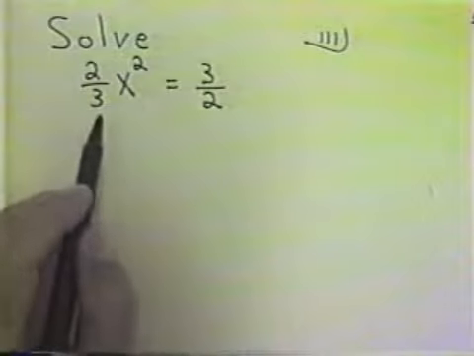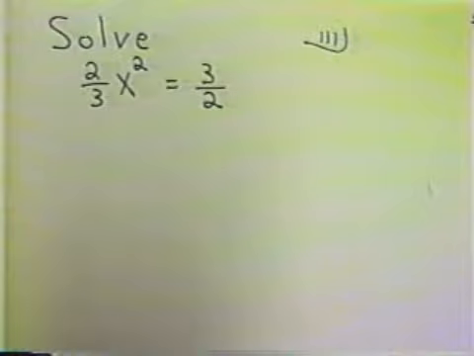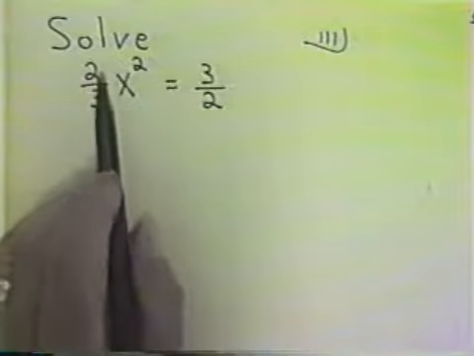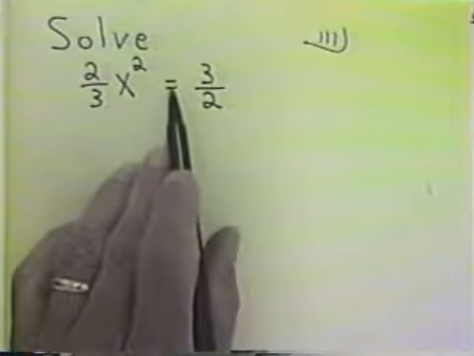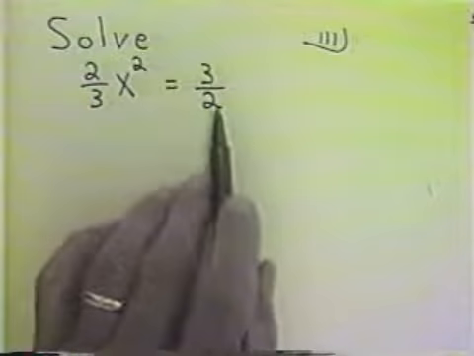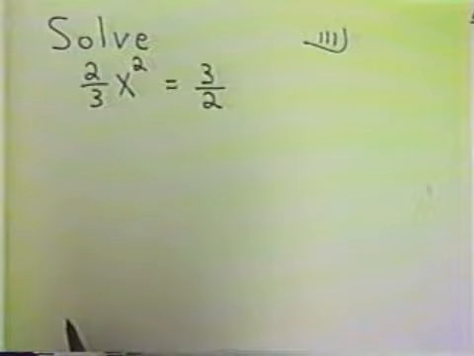Solve: 2/3 x squared is equal to 3/2. 2/3 x squared is equal to 3/2. When I have fractions, the first thing I want to do is to clear those fractions in order to get to whole numbers. And that is when you have an equation with fractions. So I have an equation that has fractions, so I'm going to clear the fractions.